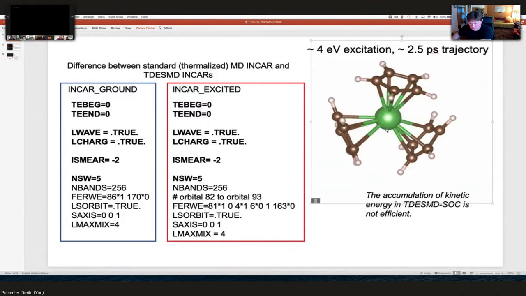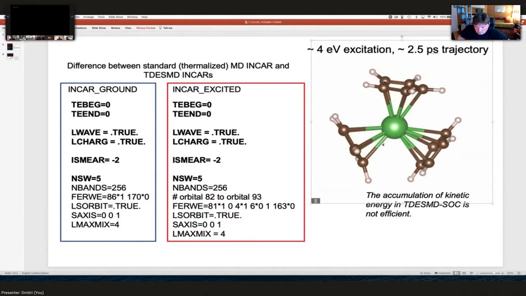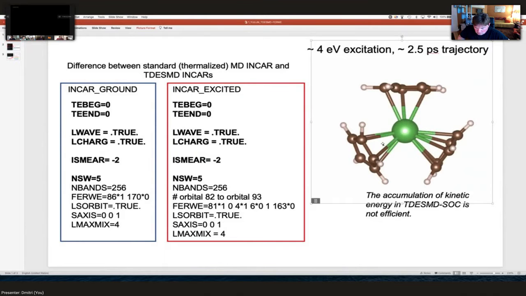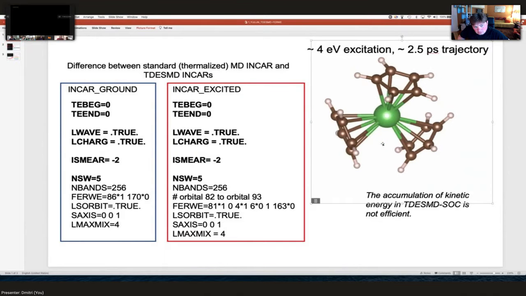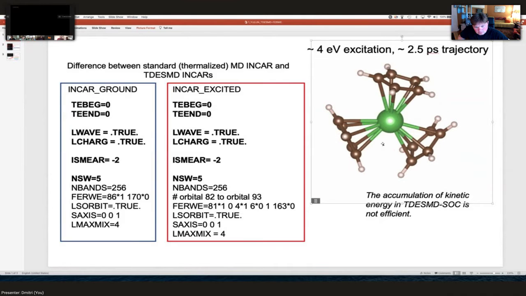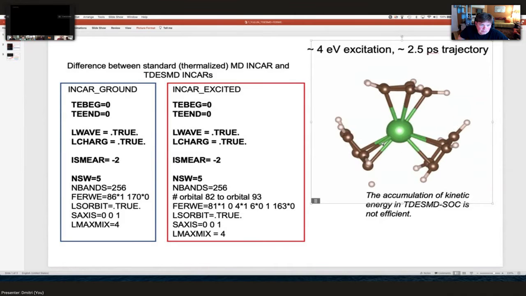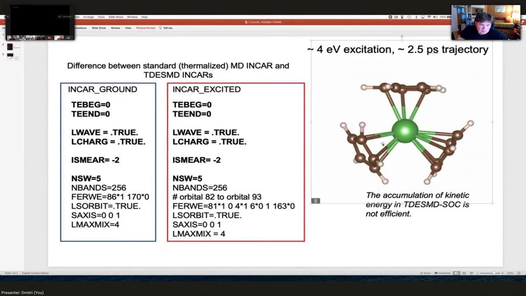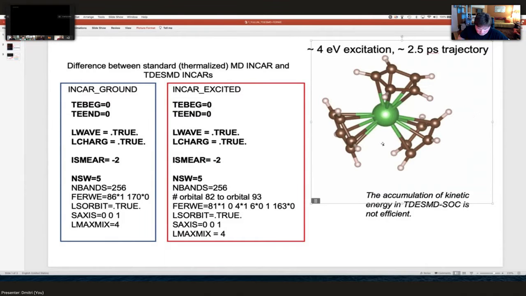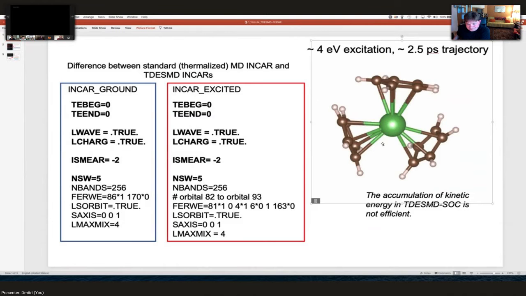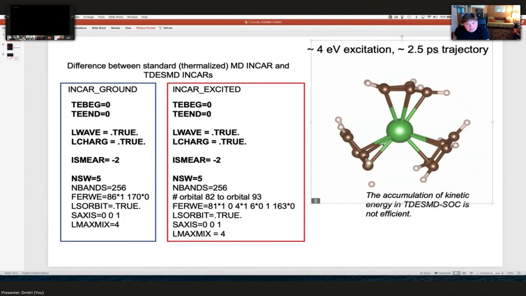So on the right, I have a movie which shows the trajectories for electronic modes excitation for a cyclo quantum dinuclear complex. This is about 2.5 picoseconds of trajectories. I guess the problem is, according to this study, we find that the accumulation of kinetic energy in TD-SME calculations with non-collinear setup is not very efficient. Because previously we did our TD-SME calculations in spin-restricted setup, and we found reaction events in about 1 picosecond.